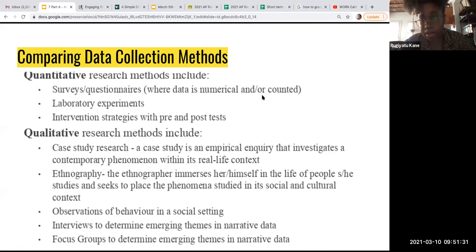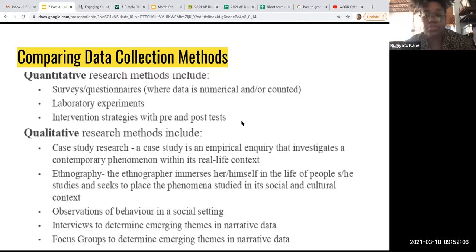Laboratory experiments, or it can be non-laboratory experiments, such as quasi-experiments, like the example that we looked at, or experiments like the one that we conducted, this mini experiment. Or it can be intervention strategies with a pre and a post test. In terms of qualitative research methods, perhaps you're looking at interviews and focus groups and observations, or more specifically using case study research or ethnography as a form of collecting data. So those are some of the differences between the two.